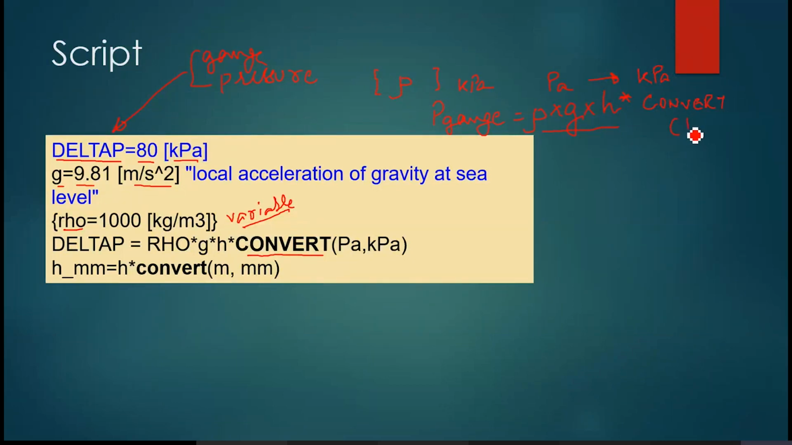convert what? Convert pascals to kilopascals. So this whole rho gh, which is in pascals, would be converted to kilopascals using this function. Clear enough?